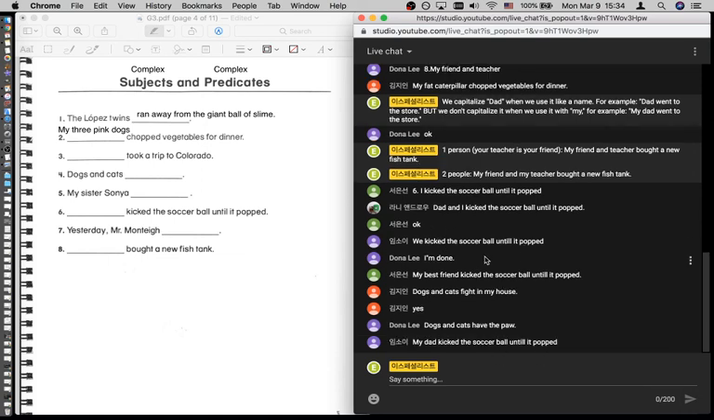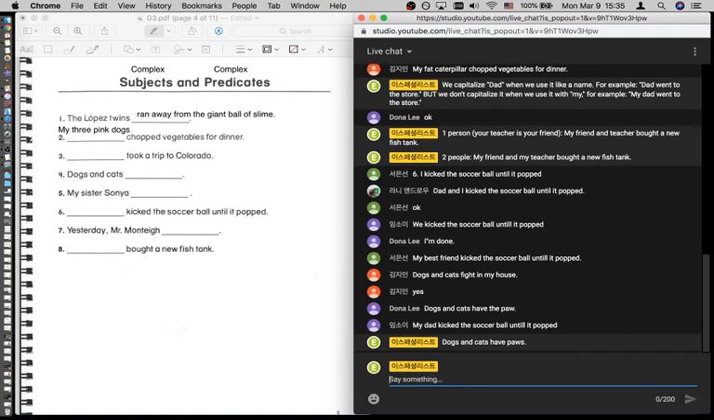Okay, let's see. What else do we have here? We can soccer, my best friend, dogs and cats have the paw. Ooh, that could work. Okay, dogs and cats have the paw. We would say, because it's more than just one, dogs and cats, they don't just have one paw, they have many paws. We would say dogs and cats have paws. Let's say it like that.